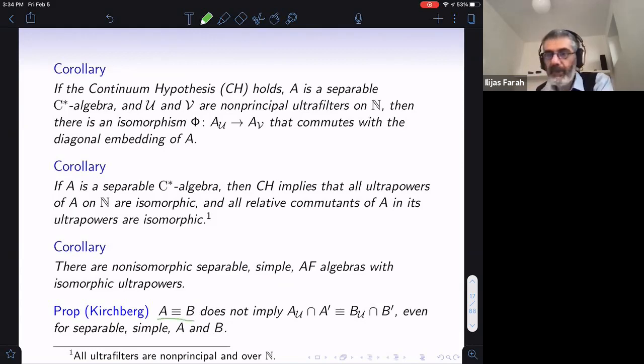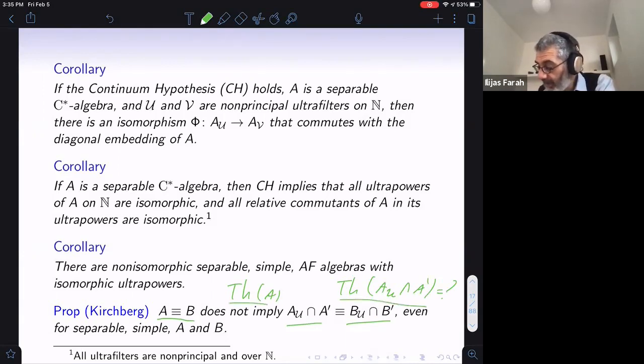You can have separable C*-algebras A and B, which are elementarily equivalent. Therefore, their ultrapowers are elementarily equivalent. However, their relative commutants in their ultrapowers are not elementarily equivalent. So the model theorist's way of thinking about this is that if you just know the theory of A, then you cannot compute from it the theory of the relative commutant of A. So the theory of A does not determine this uniquely.